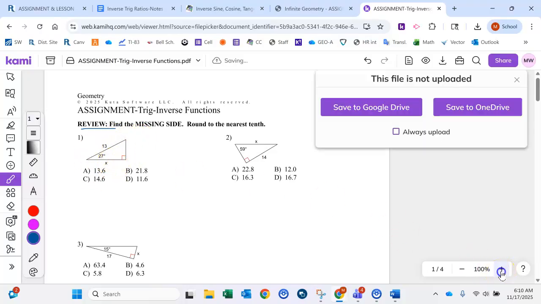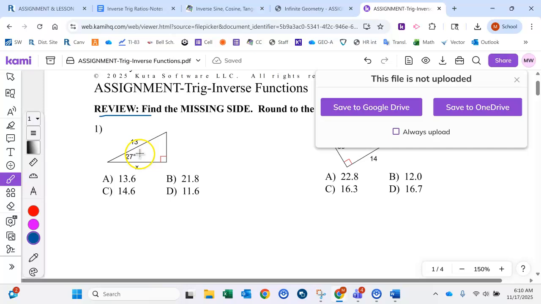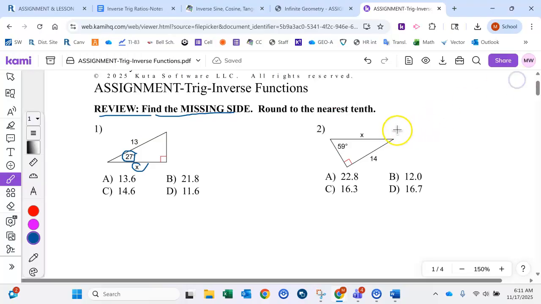As you'll notice with the first 3 questions, we have the angle, right? So then you're trying to find the side. But this is a review. You should know how to do that from yesterday. If you have not done yesterday's or the last assignment on how to find the side if you have an angle, make sure you do that first.